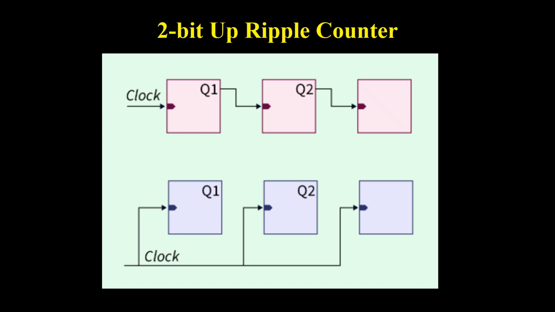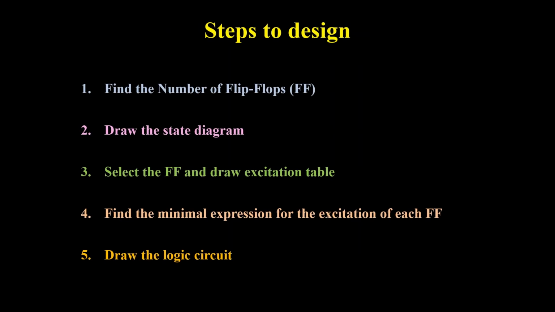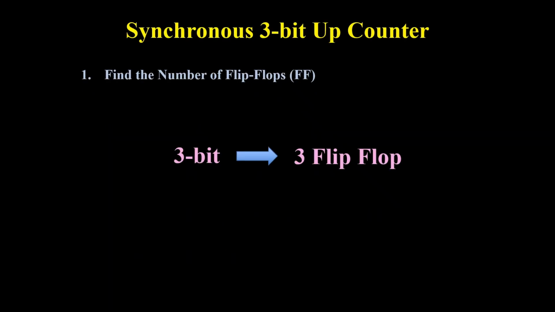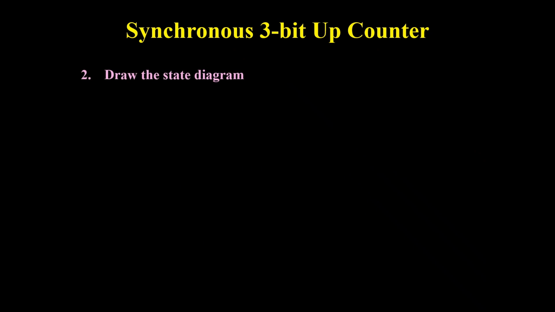Sometimes the output of one stage is directly connected to the next stage, and sometimes logic gates are used between the stages. Now let us understand the basic design procedure of synchronous counter. Suppose we want to design a 3-bit synchronous up counter. The first step is to find the required number of flip-flops. Since it is a 3-bit counter, we need 3 flip-flops.